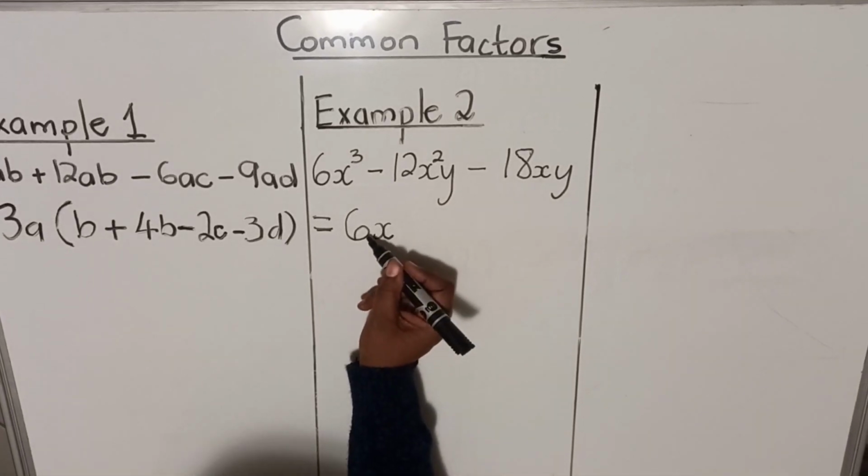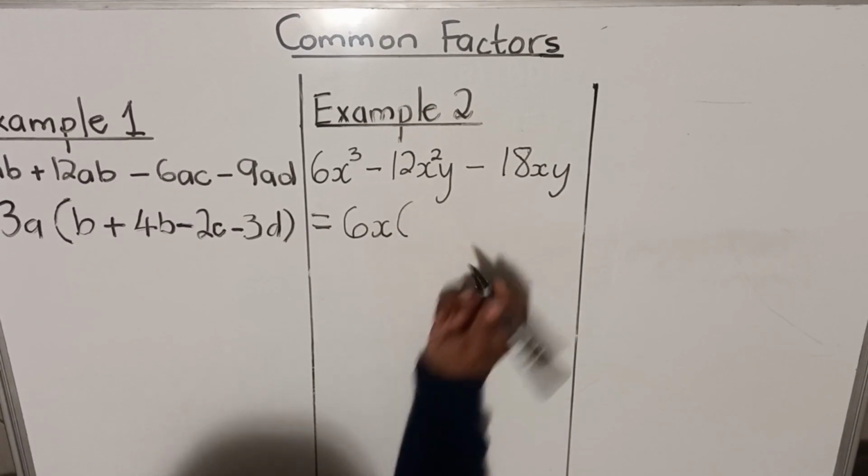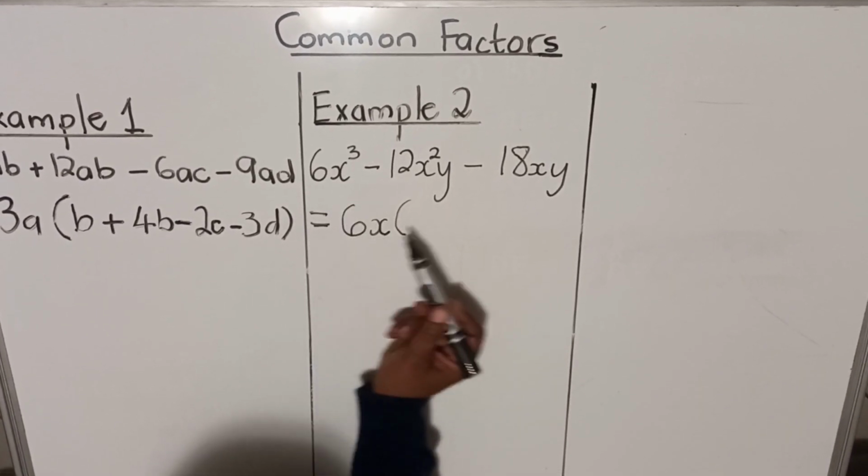Now, I have my common factor 6x. Then I open my bracket, right? So here, 6 divided by 6 is 1.